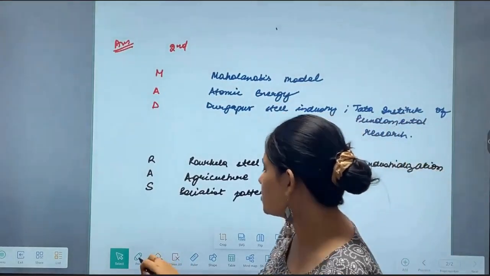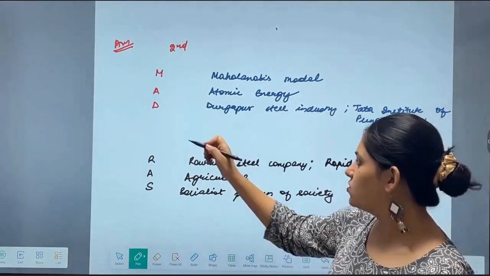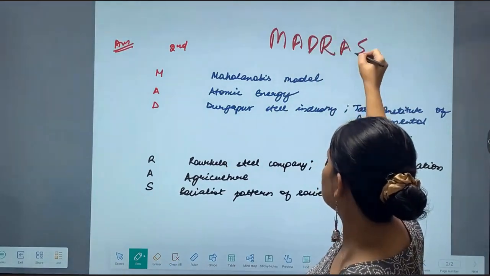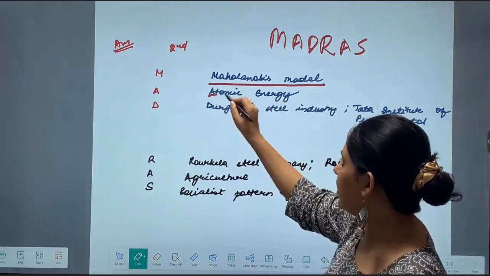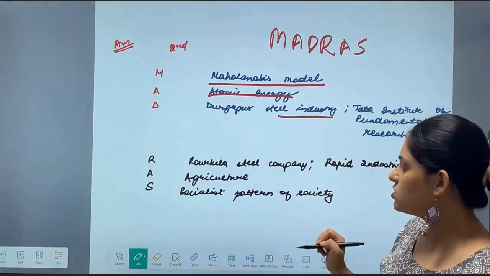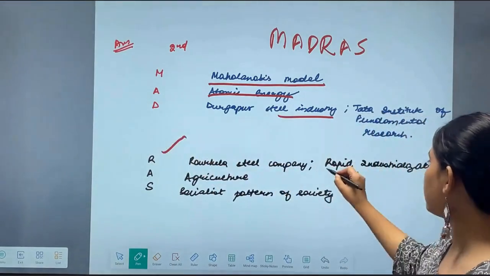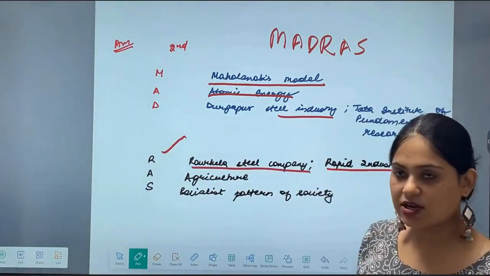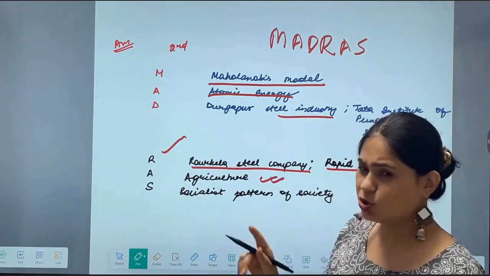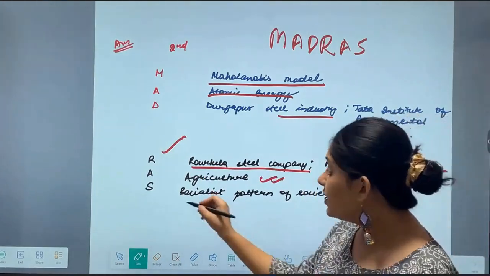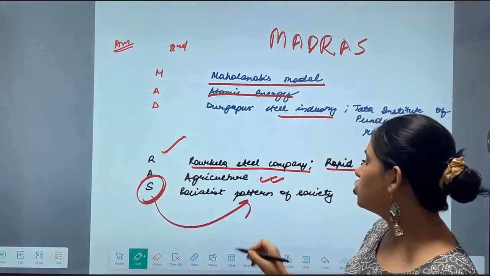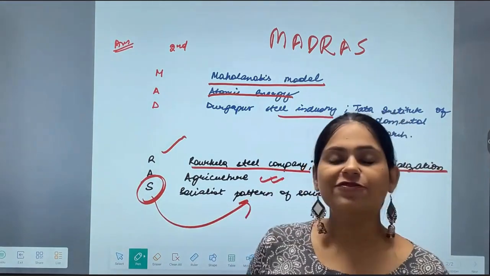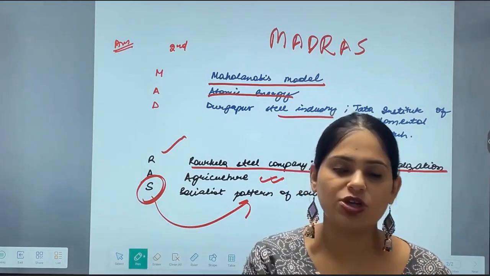Okay, so I've just mentioned this already to you. So the total word that we have here in the second 5-year plan, that's Madras. So we studied Mahalanobis model, atomic energy, Durgapur steel industry. Then beta, R stands for rapid industrialization, and also you can remember it as Rourkela Steel Company. A is agriculture, not a lot of focus on agriculture though. S is very important, socialist pattern of society. So the Mahalanobis model focused on becoming a socialist.